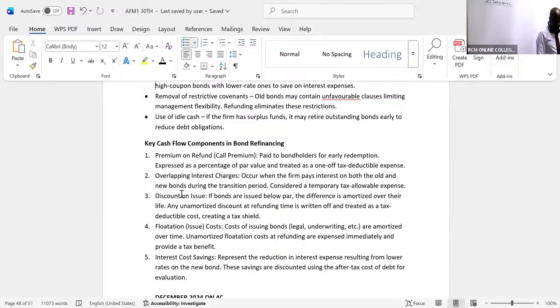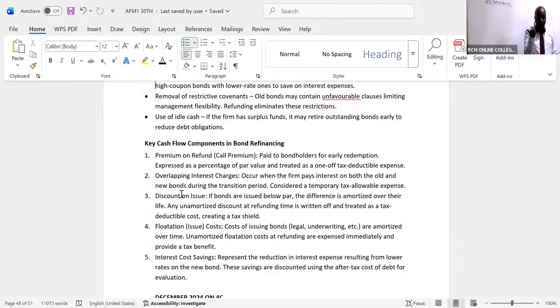All is well. Key cash flow components in bond refinancing. So whenever we talk of bond refinancing, what are the key concepts which I would be using to solve this question? Number one, we have what we call premium on refund. When you are retiring these old bonds, when you are repaying back these bondholders, the old bondholders, they will tell you, hey, you've retired our money prematurely. In this case here, give us a premium, just like in most mortgages. Most mortgages, they'll always tell you to pay them something up.